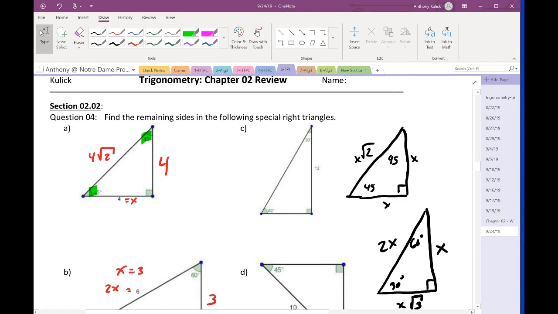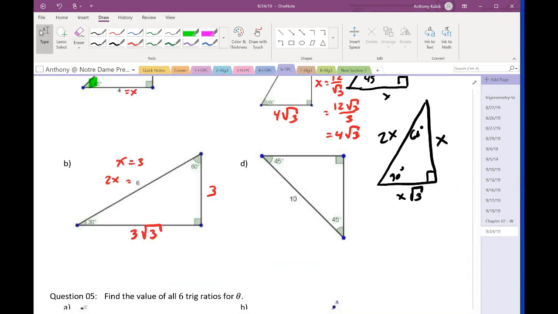If I look at C, this side is the x square root 3 side, so x is 12 divided by the square root of 3, or when I rationalize my denominator, I have 12 square root 3 over 3, but that reduces down, holy smokes, to 4 square root 3. So that's my x side, 4 square root 3. So my 2x side is going to be 2 times 4, or 8 square root 3.